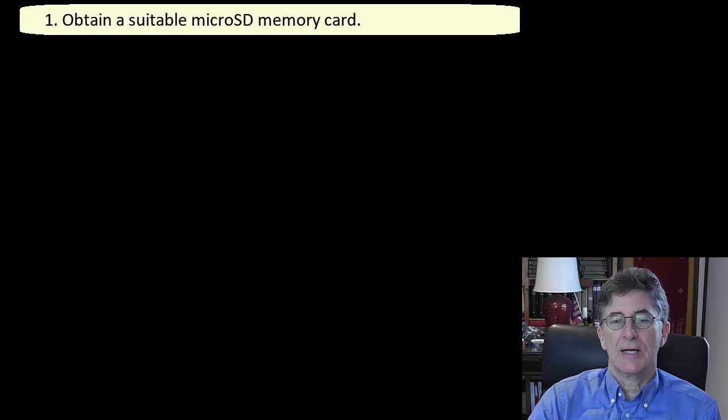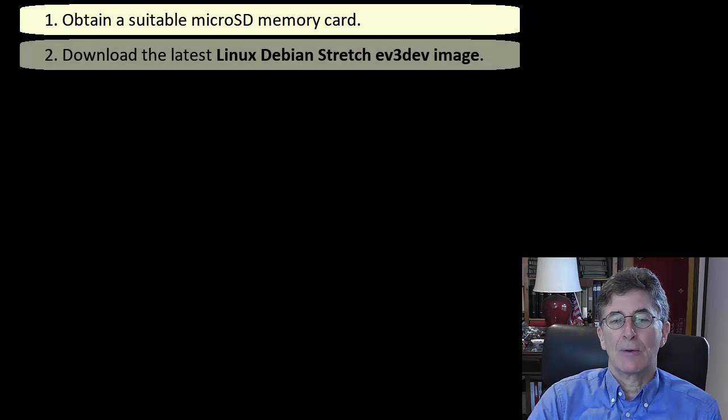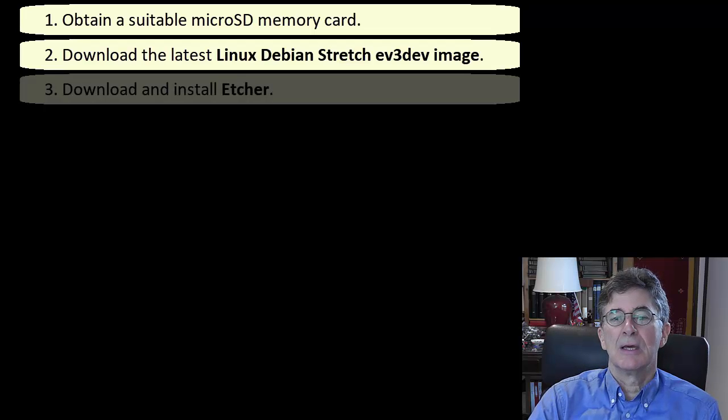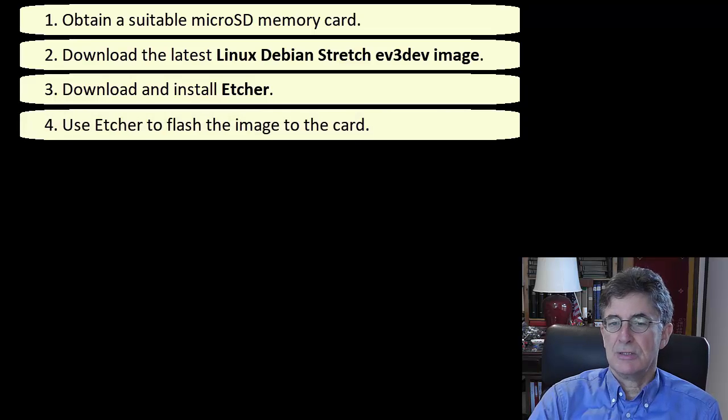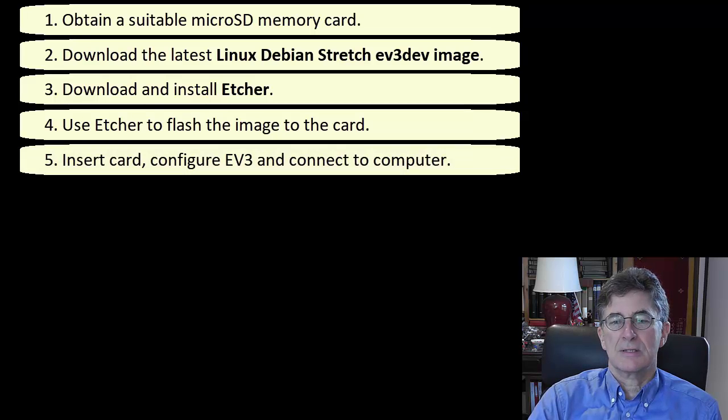Obtain a suitable microSD memory card. Download the latest Linux Debian Stretch EV3dev image. Download and install Etcher, a free utility that will allow you to flash the EV3dev image to the microSD card. Use Etcher to flash the image to the card. Insert the card into the EV3, boot the EV3, do some minor configuring, and establish a connection to the computer via USB, Wi-Fi, Bluetooth, or Ethernet.